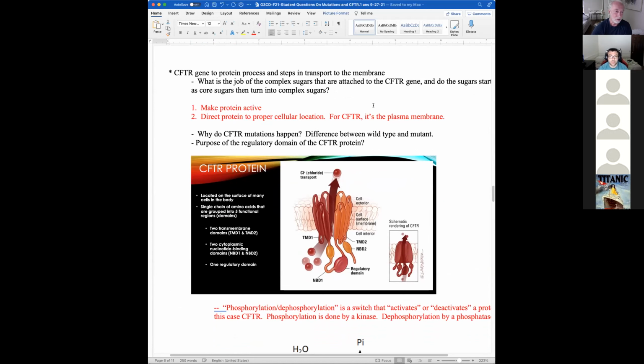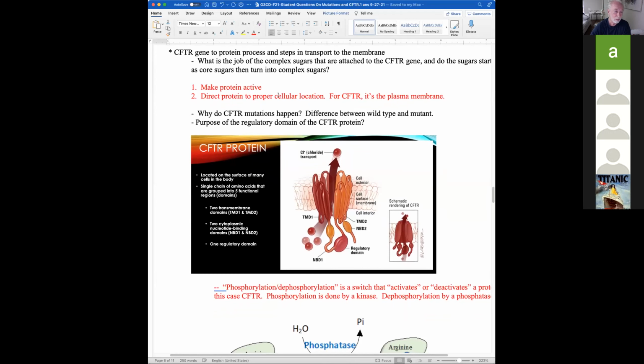There were a number of questions about CFTR. One was the process of going from the gene to the protein to the membrane, and also what is the job of complex sugars that are attached to CFTR. So the sugars have two functions. One is most proteins are not active until sugars are attached, and that includes the CFTR protein. And the other function of the sugars is to direct the protein to the proper cellular location.